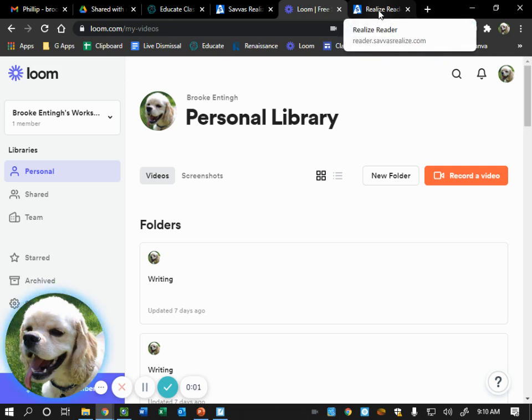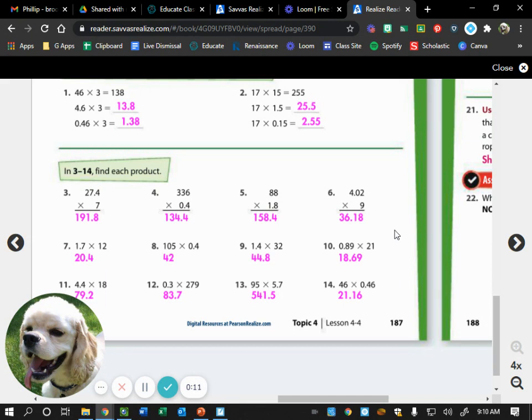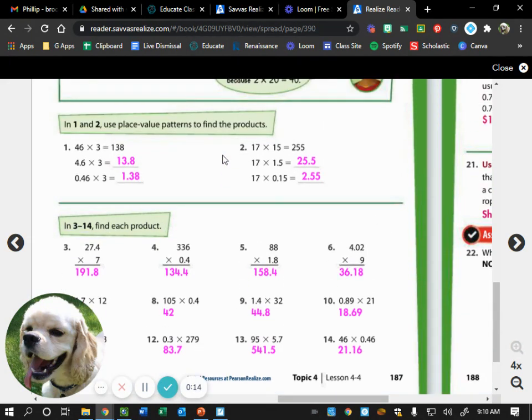Okay, so we had page 187 and 188 for math homework, number 2, 6, 13, 15, and 19. On page 187, number 2, we were supposed to multiply the decimal by the whole number. When we multiply 17 by 15, we get 255. Then if we multiply 17 by 1.5, or 1 5/10, we get 25 5/10. And if we multiply 17 by 1500, we get 2 55 hundredths.